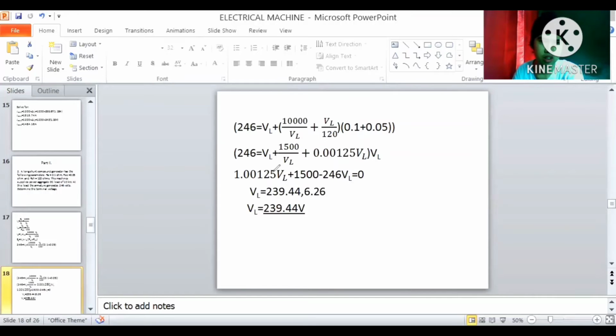So 1.00125 VL times VL plus 1,500. So squared also, 1.00125 VL squared plus 1,500 minus 246 voltage VL equals 0. So this is a quadratic equation.